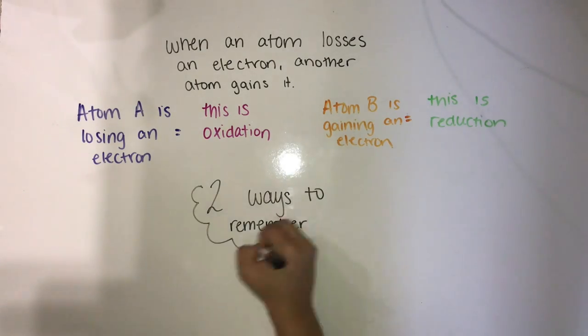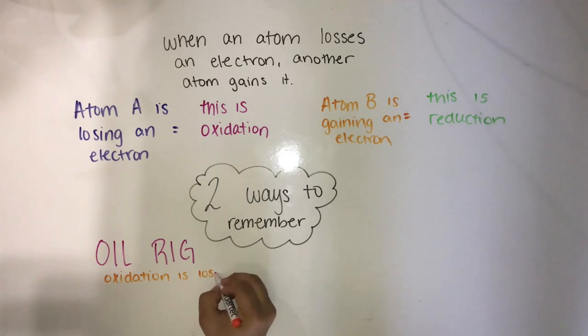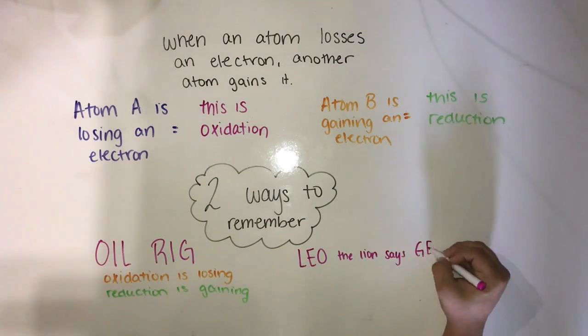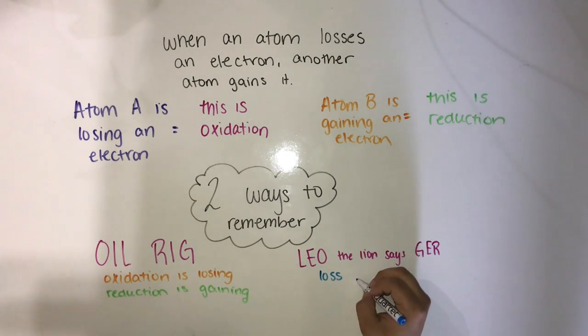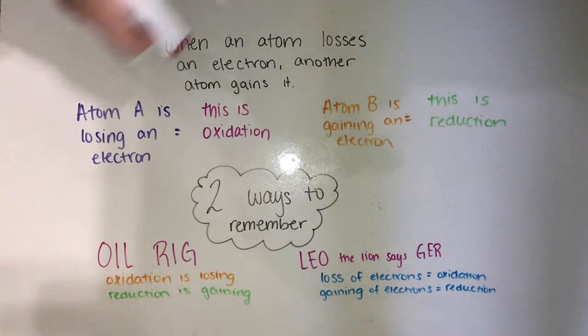Two ways to remember which atom is being oxidized and which one's being reduced is OIL RIG. Oxidation is losing and reduction is gaining. Also, LEO the lion says GER, which means losing an electron is oxidation and gaining an electron is reduction.